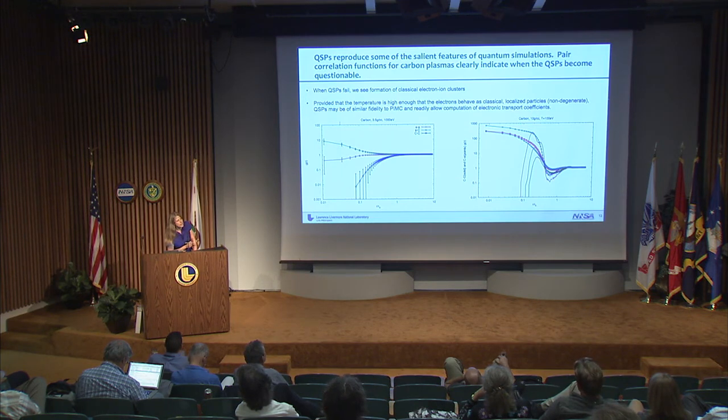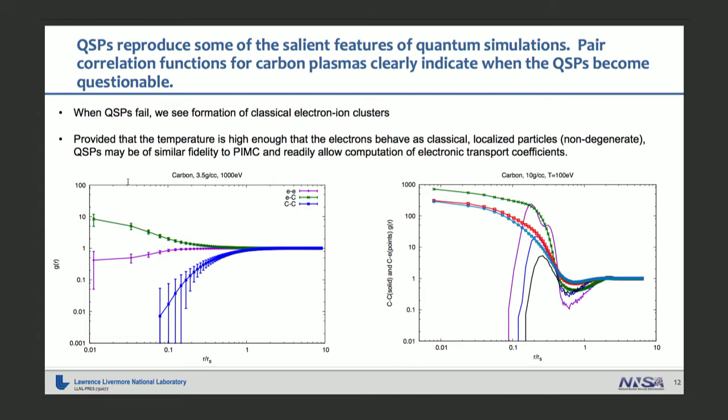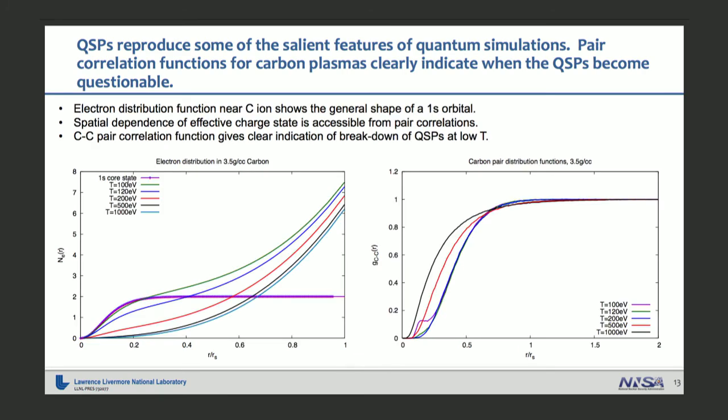That is the evidence of essentially these classical clusters of electrons and ions forming that are just physically wrong and shouldn't be there. So we know that's bad. When they fail big, which is great, in the sense that you know it's wrong when it's wrong.